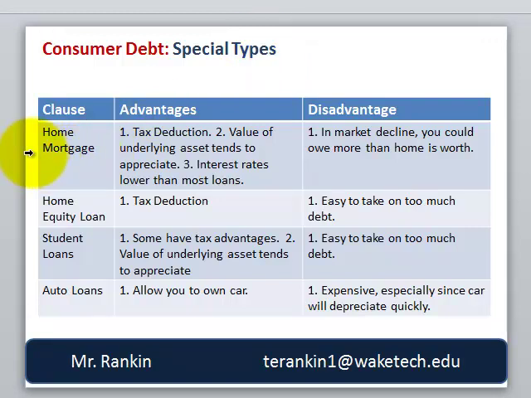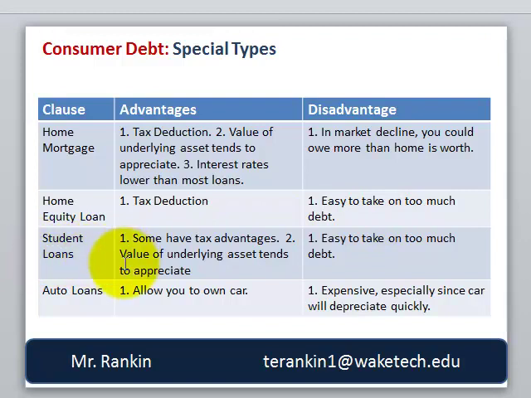Talk about 3 or 4 special types of consumer loans because they're the most common. The first one is the mortgage. Lots of advantages to a mortgage. Biggest disadvantage is if the market declines, you may end up owing more than what your home is worth. Home equity loan, which is sometimes called a second mortgage. Again, big advantage is it's tax deductible, but again, big disadvantage is it's easy to get into too much debt.